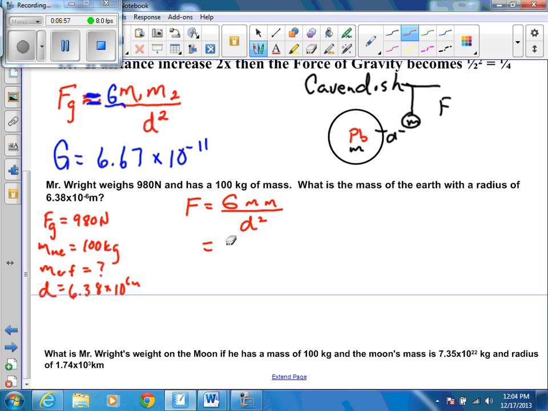What are you going to put in for G? Very good. 6.67 times 10 to the negative 11. Thank you so much, Megan. I got ahead of myself. I should put in F. And like Megan said, it was 980. Thank you. And then I'm going to put in the mass of me, which is 100.